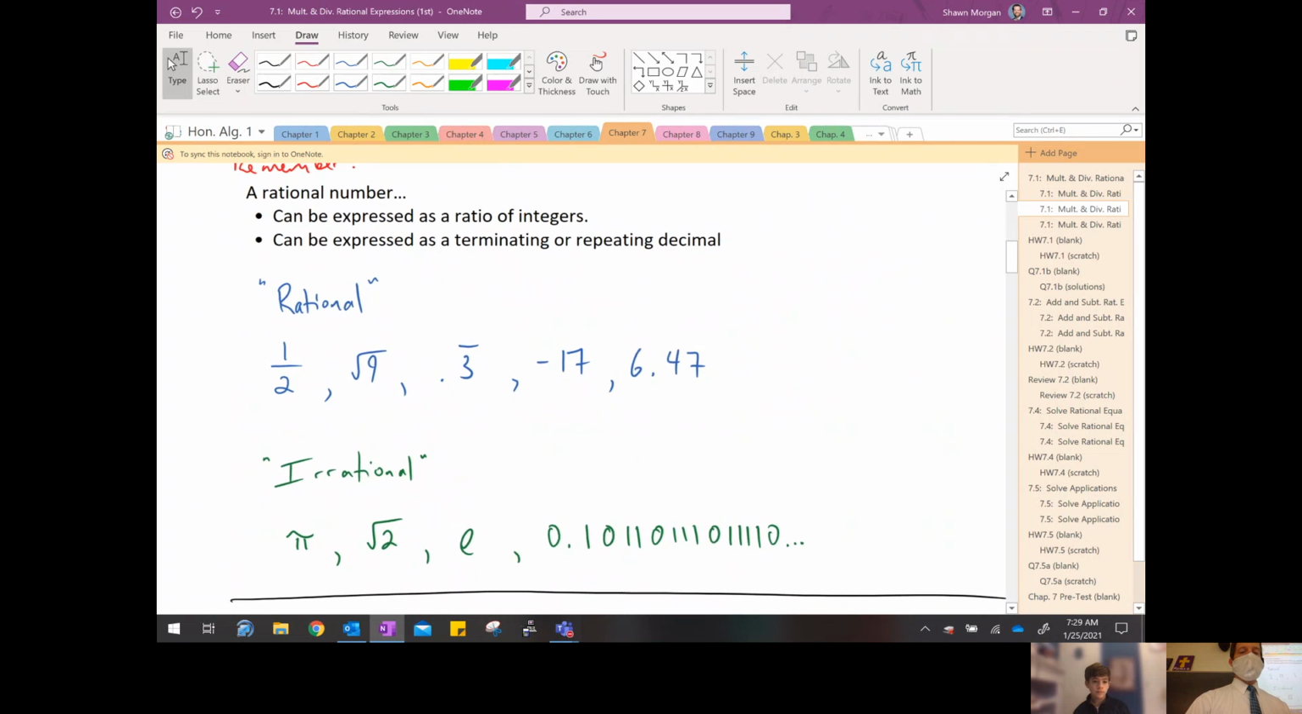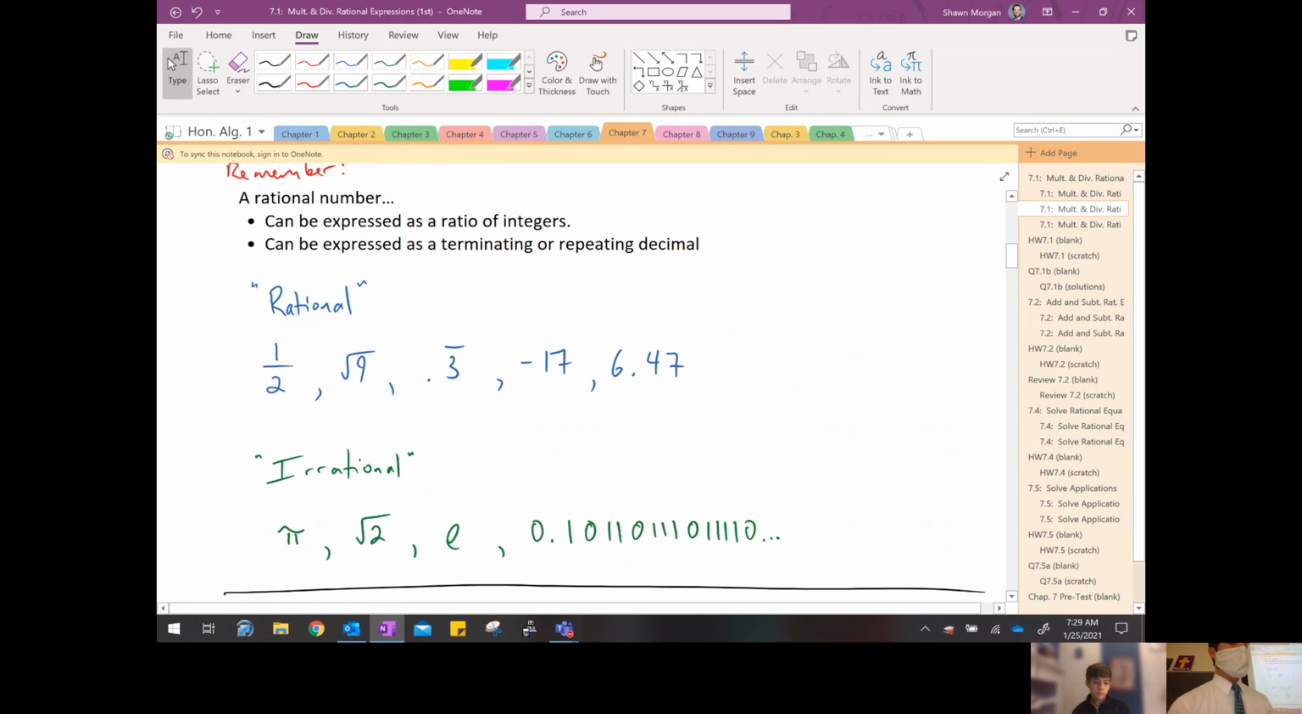Now, as far as new material goes, we're going to talk a little bit in this chapter about the words rational versus irrational, okay?